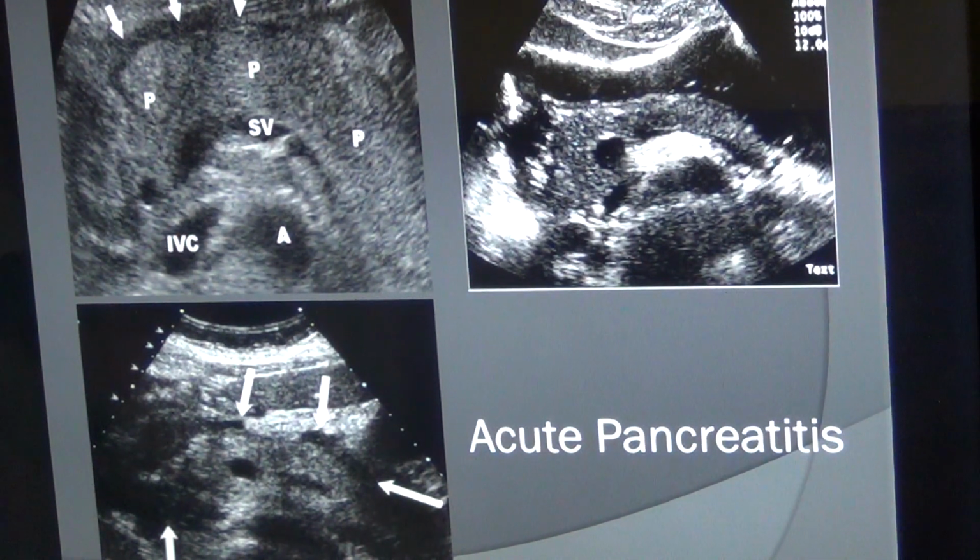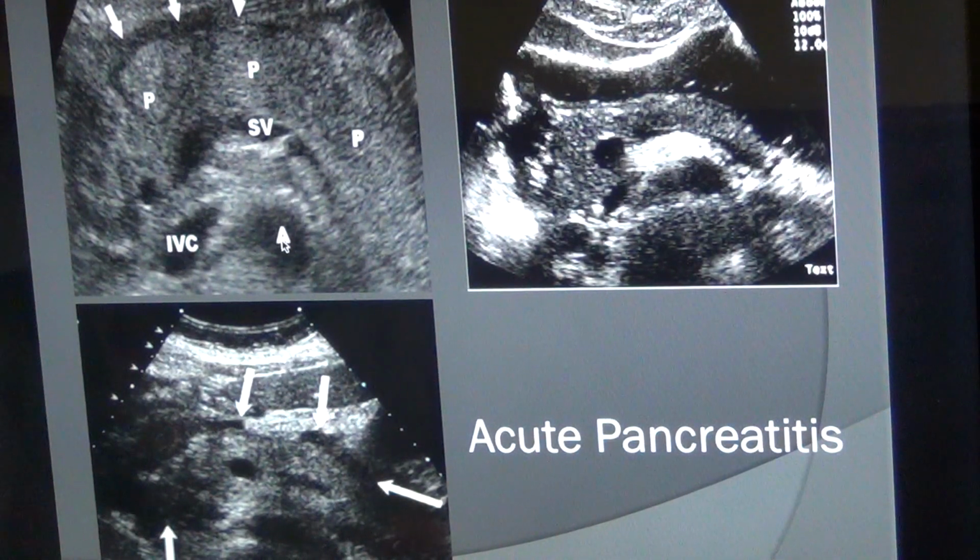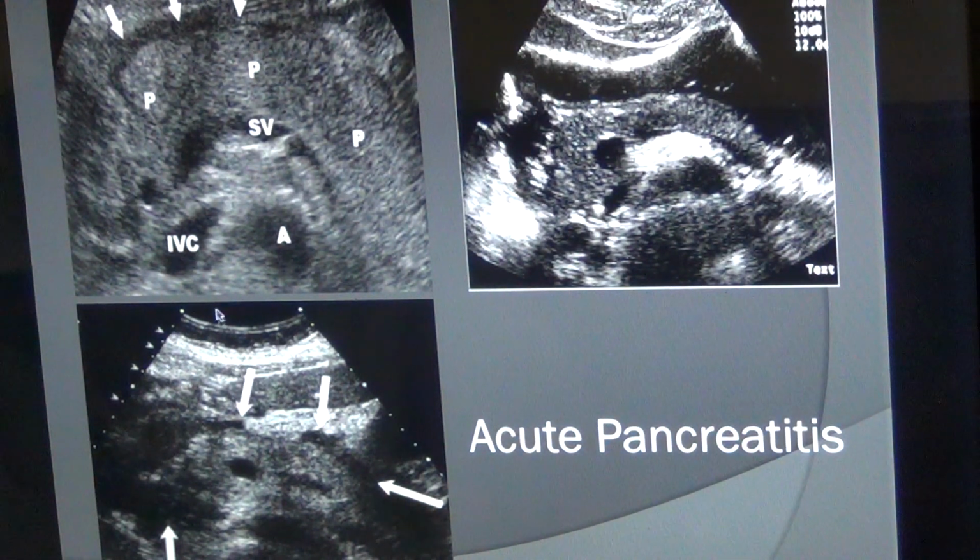Okay, so now this is the aorta, this is the IVC. Look at the relationship here. The IVC is just posterior to the head of the pancreas. So if the head is enlarged due to any reason, it will push the IVC posteriorly.